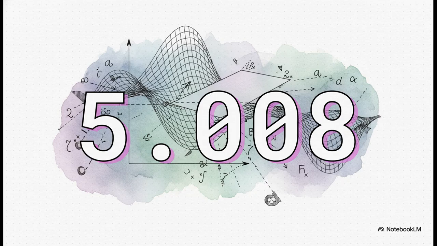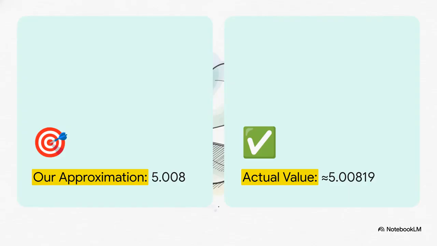That was a pretty clean calculation. But the real question is, is that any good? How close did we actually get? Just look at this. Our guess was 5.008. The actual value, if you use a calculator, is 5.00819. I mean, come on. That is unbelievably close. The error is basically nothing.